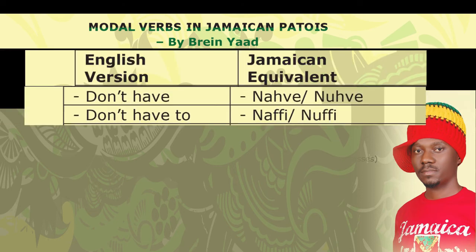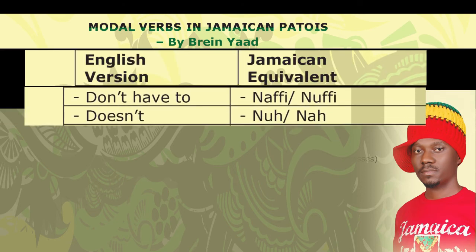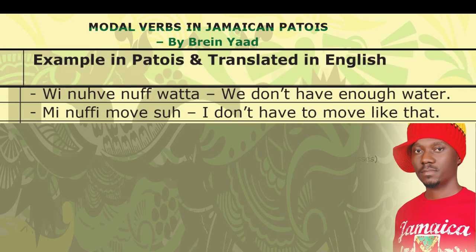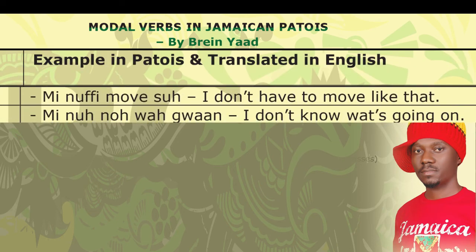And again, we go to modal verb doesn't or does not. And how do you say does not? No or na. And for example, we have something like me no know wagwan. Which means I don't know what's going on. She no know wagwan. She does not know what's going on. Him no know wagwan.